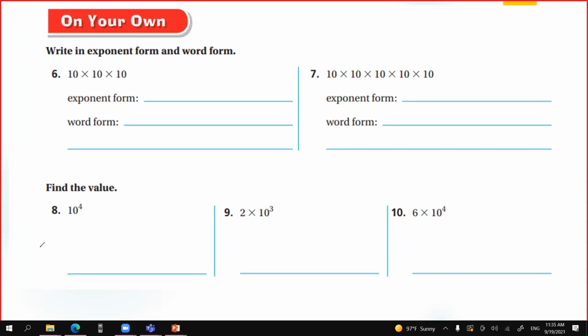What do I mean by 10 to the power 4? It's 10 times 10 times 10 times 10. Bravo. So how do you write it now? How many zeros do you have? 4. Bravo. So you will write 4 zeros. So it will be 10,000. Thank you, Lamia. Now Malak.